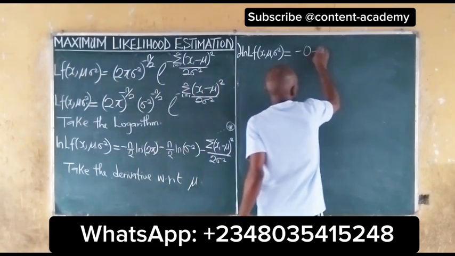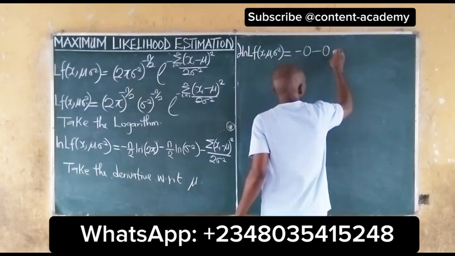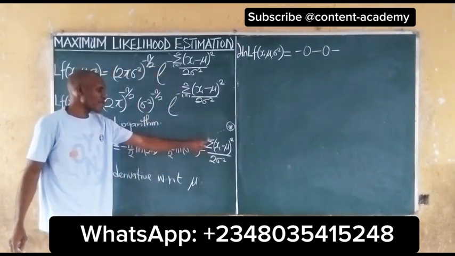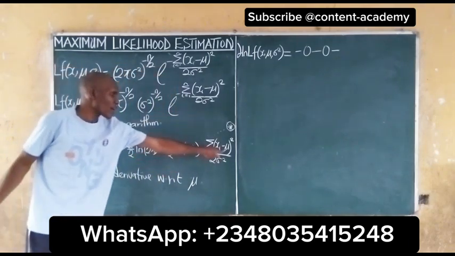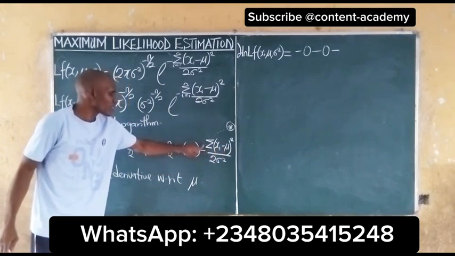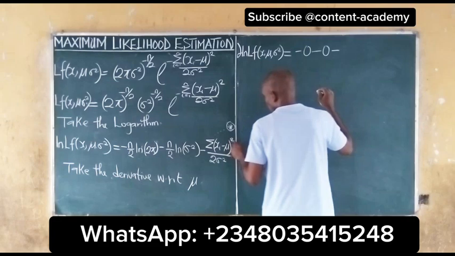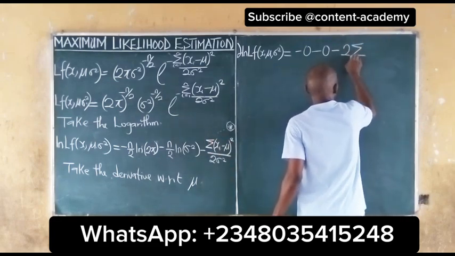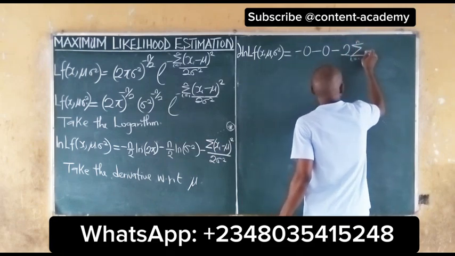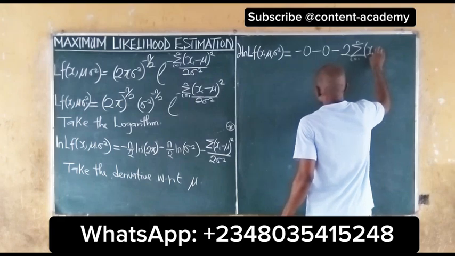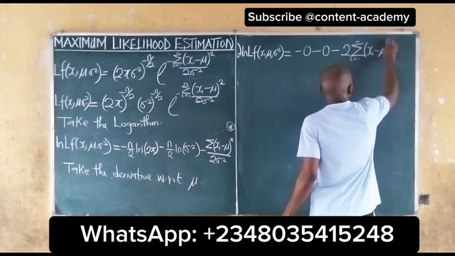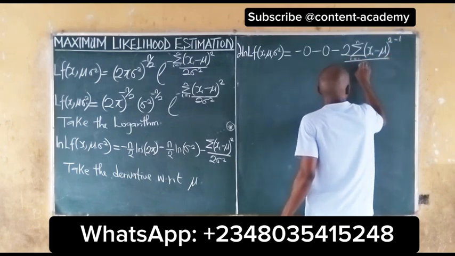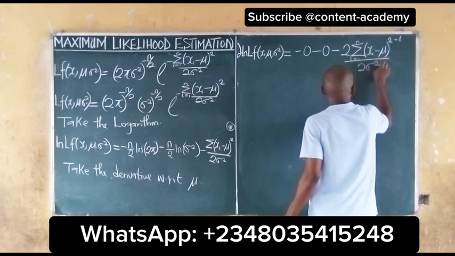We see that this also becomes 0 because there is no mean here. So we have minus 0, minus this minus sign. If you take the derivative with respect to the mean, we have the mean here. So we differentiate this. To differentiate this, the 2 comes down to give us 2 summation as i runs from 1 to n, (xi minus mean) to the power 2 minus 1, all over 2 sigma squared.